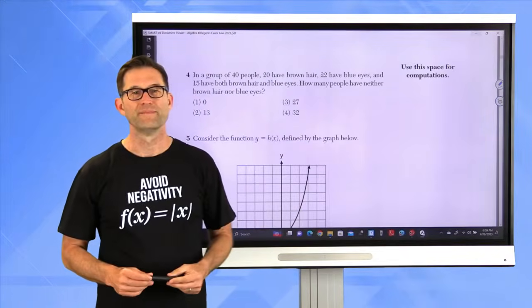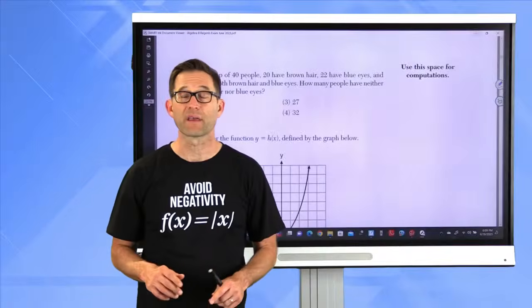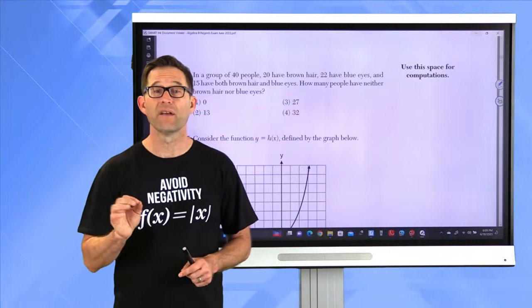Problem number 4. In a group of 40 people, 20 have brown hair, 22 have blue eyes, and 15 have both brown hair and blue eyes. How many people have neither brown hair nor blue eyes? All right, fantastic. This is a problem that is well suited to what we call a Venn diagram.